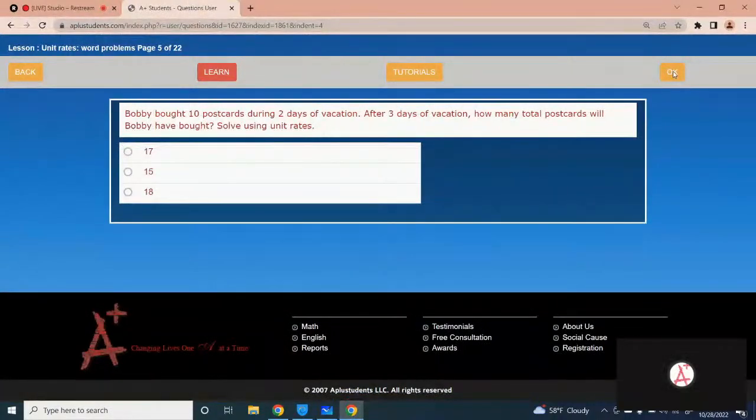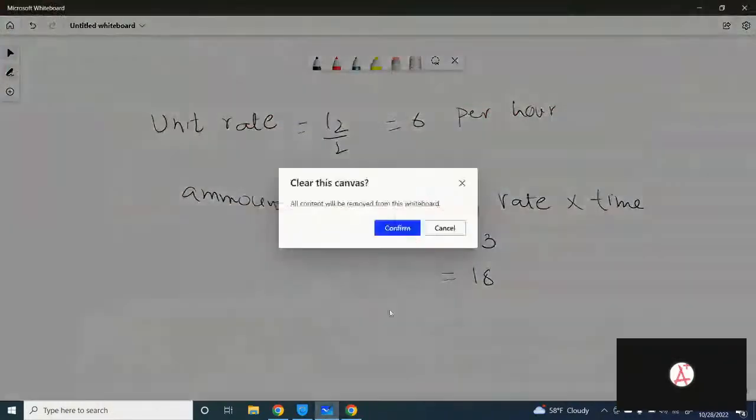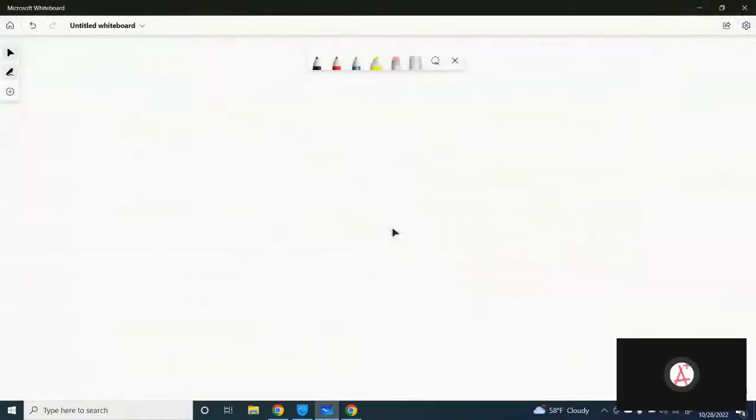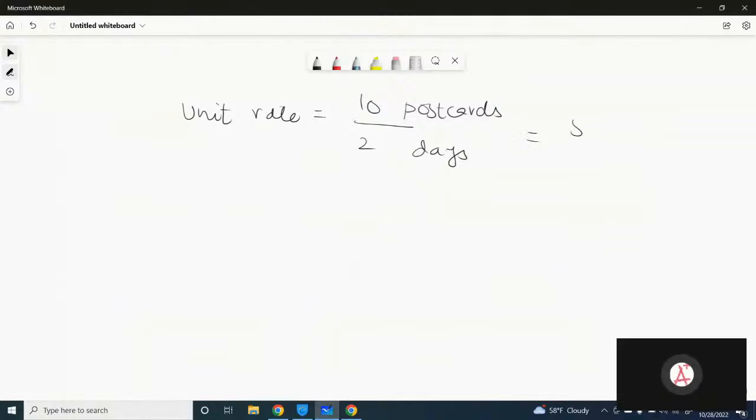Okay, the next one is Bobby bought 10 postcards during 2 days of vacation. After 3 days of vacation, how many total postcards will Bobby have bought? Solve using unit rate. So let's divide 10 postcards by 2 days to find the unit rate. Then 10 divided by 2 is 5. That means you have 5 cards per day.